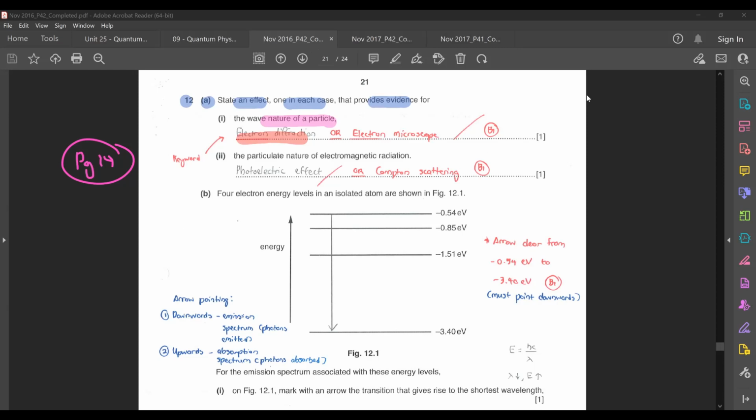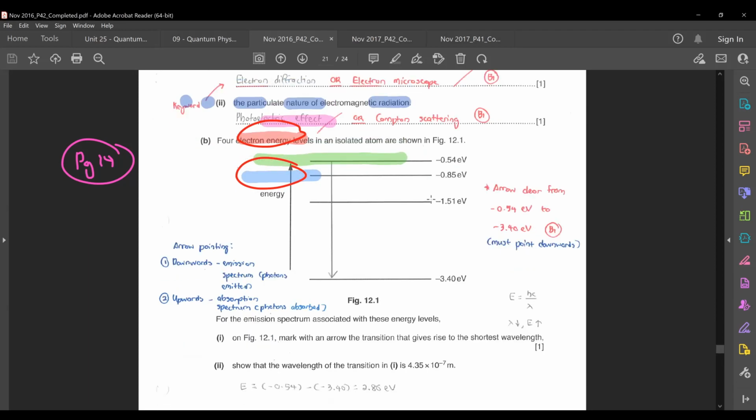And then for the second part, what phenomenon or what have you learned so far that tells you about the particulate nature of electromagnetic radiation? What have you learned so far that tells you that a wave can behave as a particle? The one that you've just learned 2 lessons ago is that the photoelectric effect gives you evidence that a wave can behave as a particle. So these 2 phenomena are really important because they give you evidence that a wave can behave as a particle and a particle can behave as a wave. These 2 are the most common examples to use.